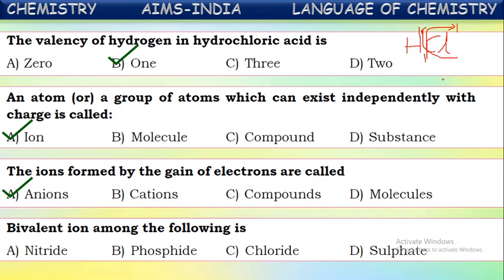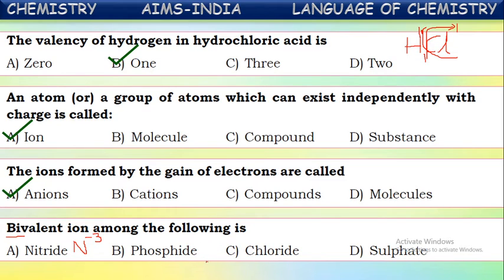Next, bivalent ion among the following. What does bivalent mean here? Bi represents two. Bivalent means the ions with two charge. Out of these given ions, which is having valency 2? Nitride ion. Do you know the formula of nitride ion? It is the ion formed by nitrogen. Nitrogen forms its ion by gaining 3 electrons, so here the valency is 3. Nitride ion valency is 3, not 2.